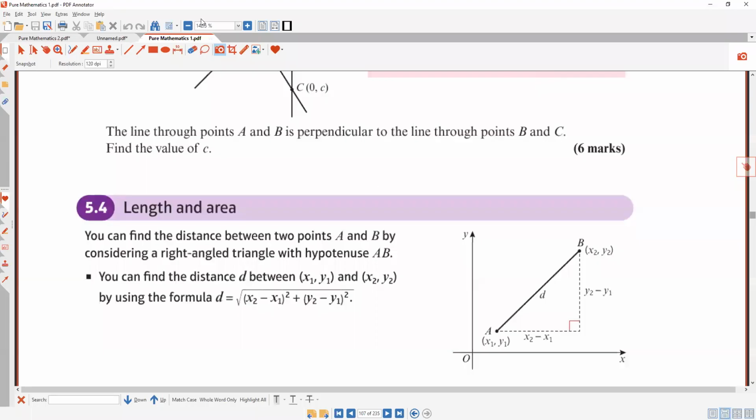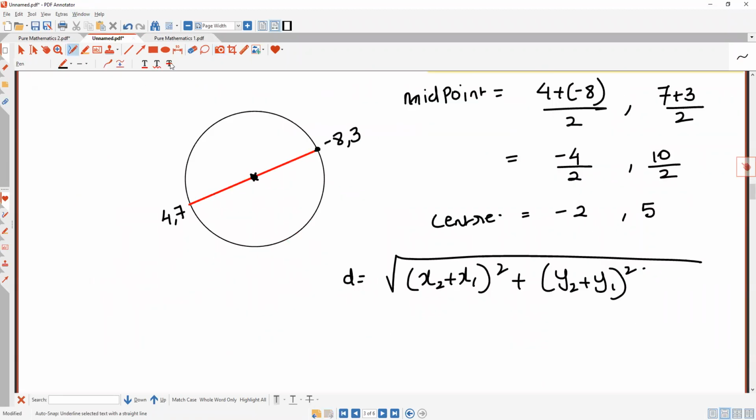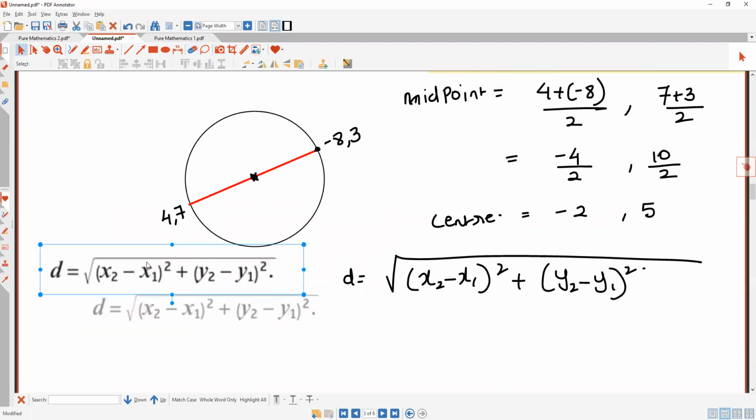Okay, so yeah, Mac was the one who said this. So I made a mistake. It's not x2 plus x1. It is x2 minus x1 and y2 minus y1 whole square to find the distance between two points.